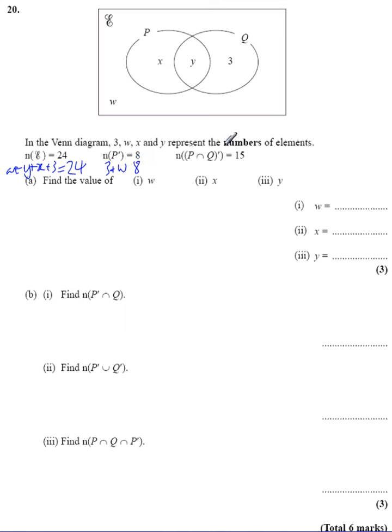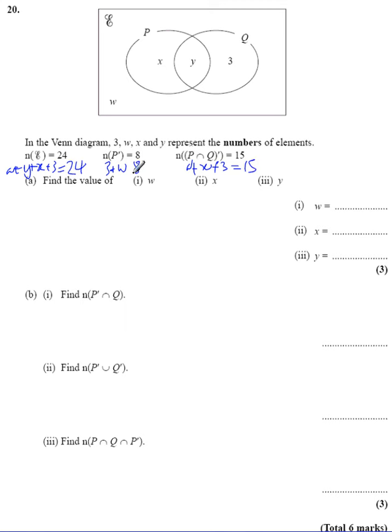Now here's a tricky one. P intersection Q all complemented. So P intersection Q is the stuff that's in P and Q, so it's Y. If we complement that, we're looking at everything which is not Y, so that's W, X, and 3. So W plus X plus 3 is 15.